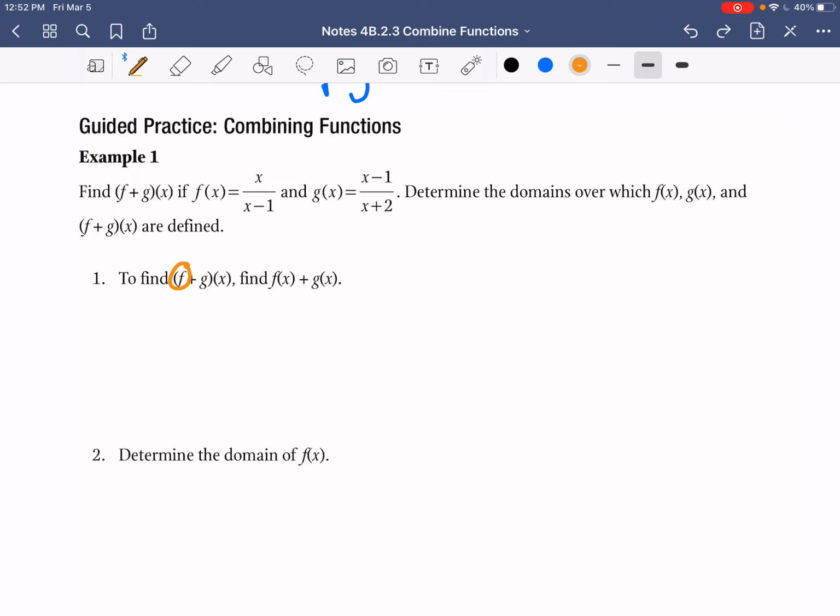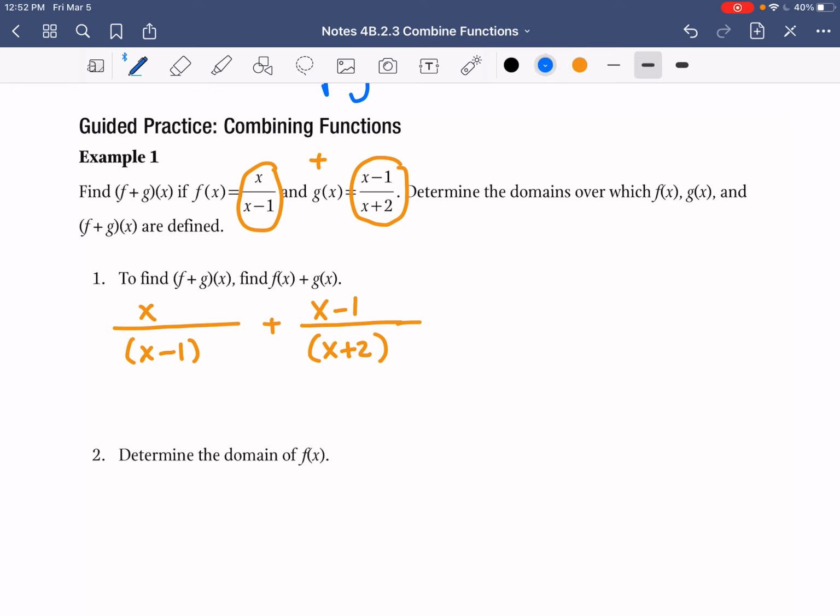So we're going to take our function of f and our function for g, and we're going to add them together. Okay, so it's x over, I'm going to put that in parentheses, the denominator x minus 1, because they're holding hands, they go together, and then plus, and then on the top I have x minus 1 times x plus 2.